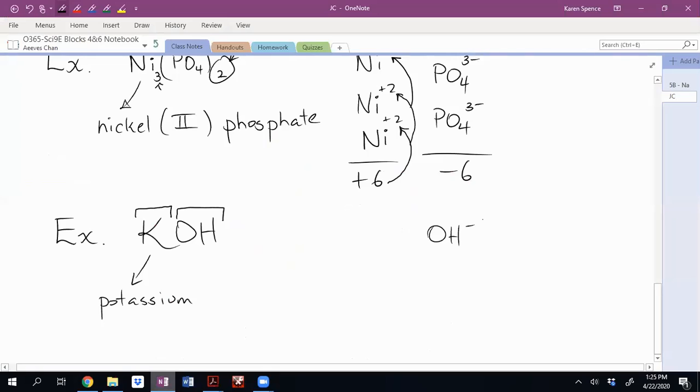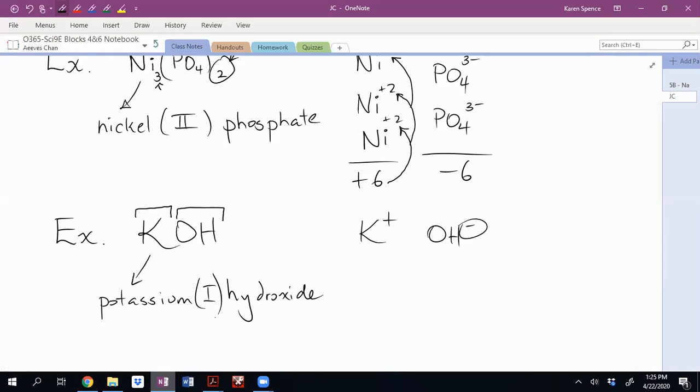And how many OHs do we have? Yep, just the one. How many Ks do we have? Just the one. And we could get all very excited and say, oh, OH is -1 and K is +1. Therefore, it must be potassium(I) hydroxide, except I've done something wrong. Does anybody know what I've done wrong here?